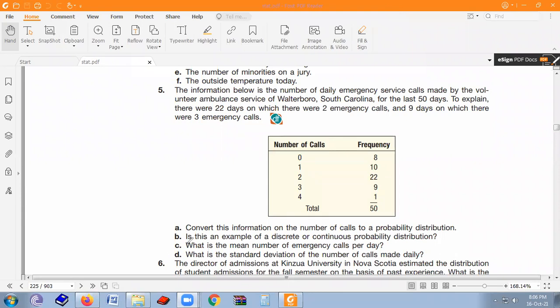The first question is to convert the information on the number of calls to a probability distribution. Is this an example of a discrete or continuous probability distribution? And part C: what is the mean number of emergency calls per day, and what is the standard deviation of the number of calls made daily?